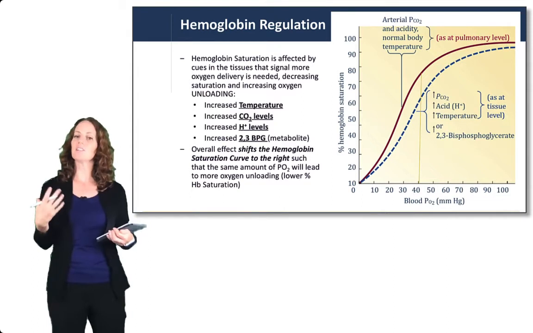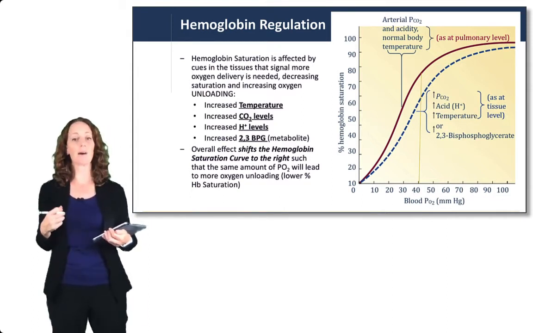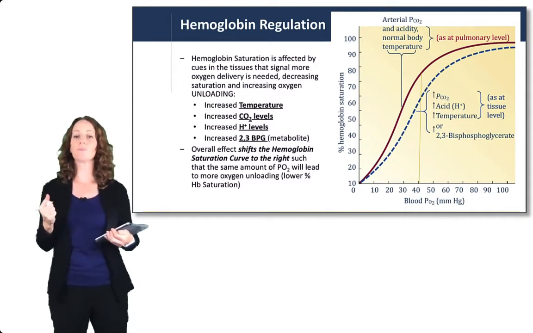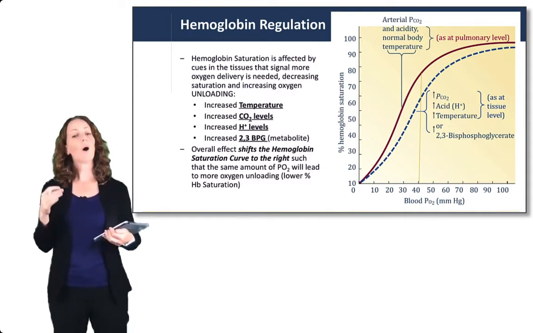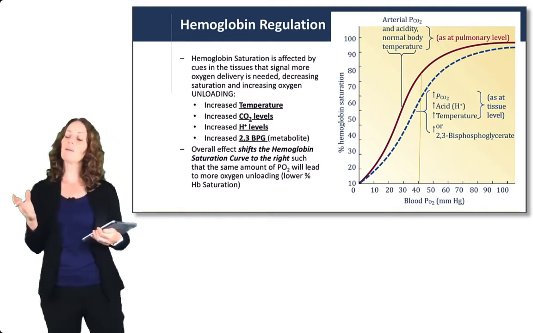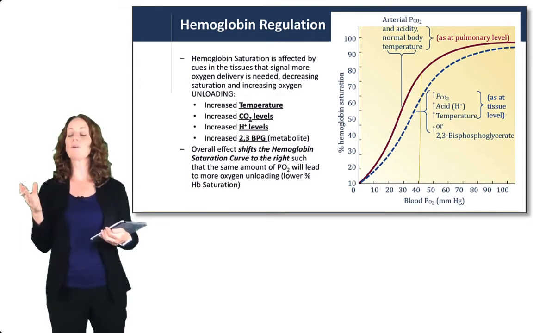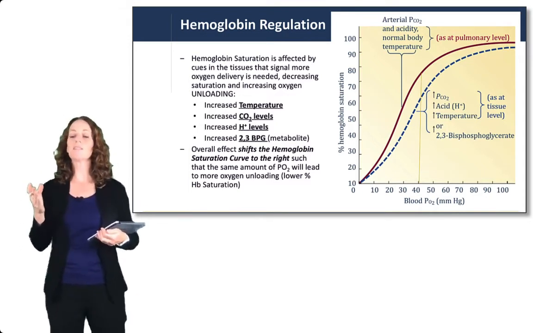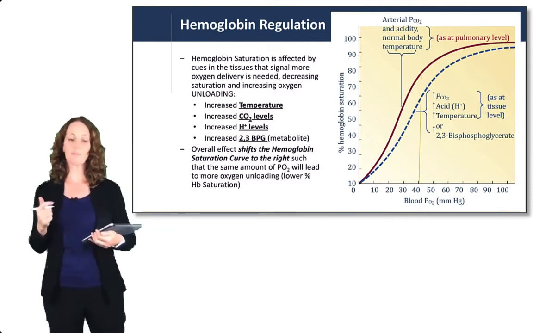So think about how tissues can signal that they're more metabolically active. What happens when a tissue is more metabolically active? Well, it has a higher temperature. It has higher CO2. It has higher acid and higher metabolites. All of these things can actually shift the curve of hemoglobin and cause it to unload even more oxygen than it normally would just based on the oxygen levels.